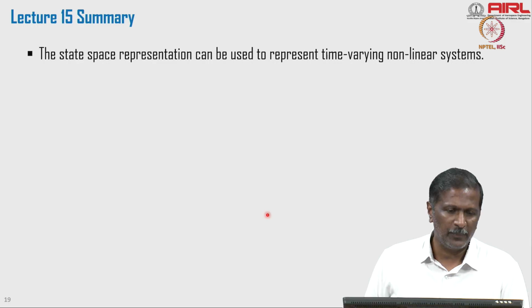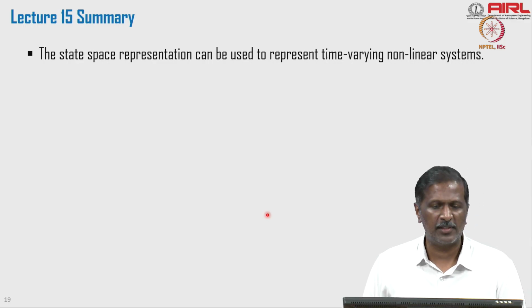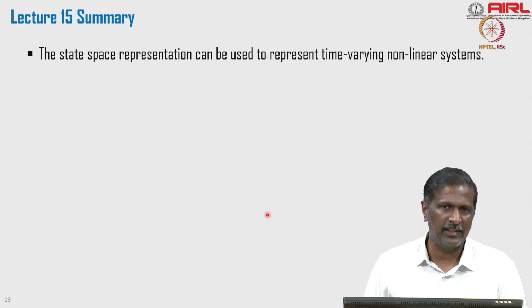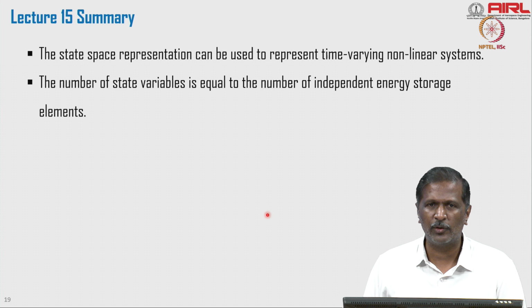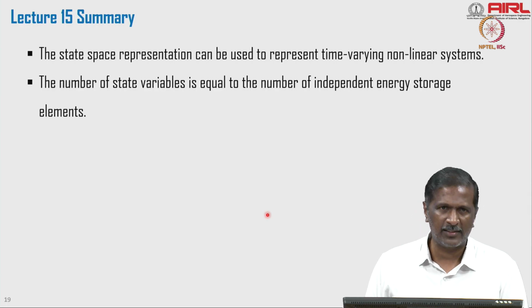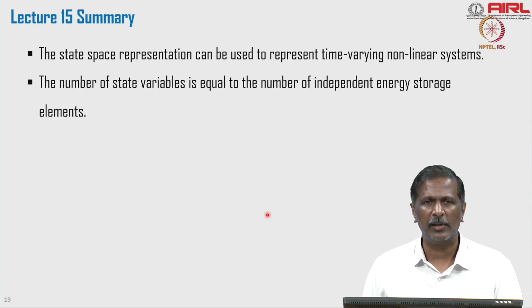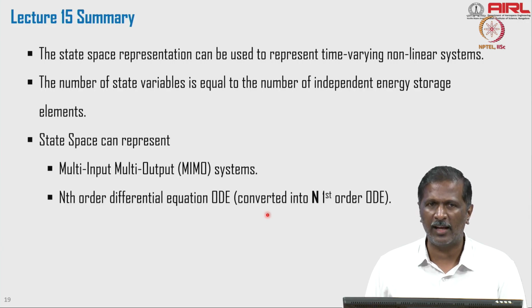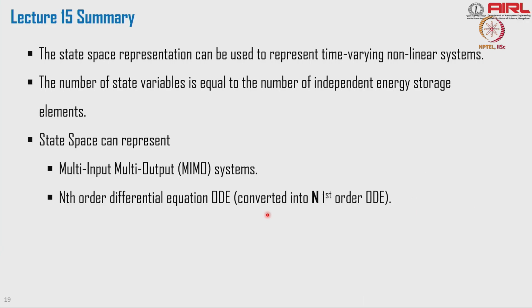Now, in summary, we talked about state space representation. How do we represent a time varying system, time invariant system, nonlinear system. It is very uniform for everyone. We talked about how to define the state variables, and the number of state variables should be equal to the number of independent energy storage elements, and the state variables should completely describe the system. We talked about that, and state space can be used for any typical multi input multi output system too. We can use it for any higher order systems.